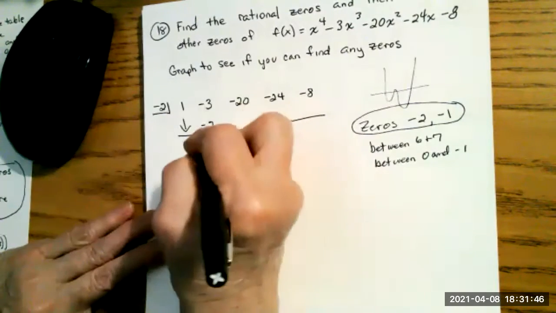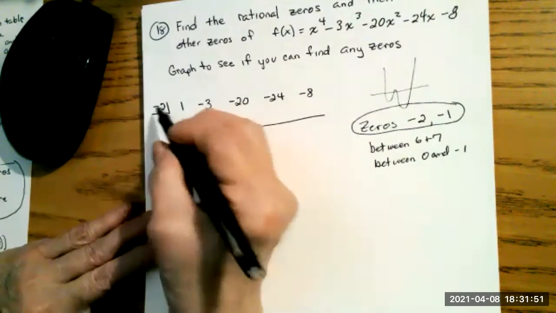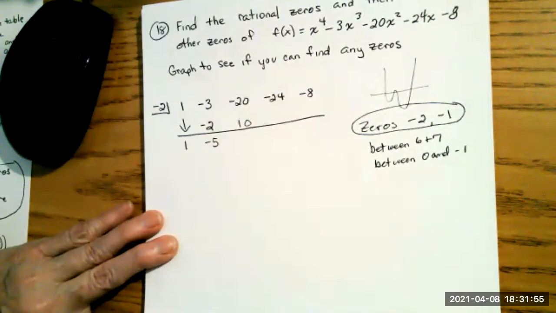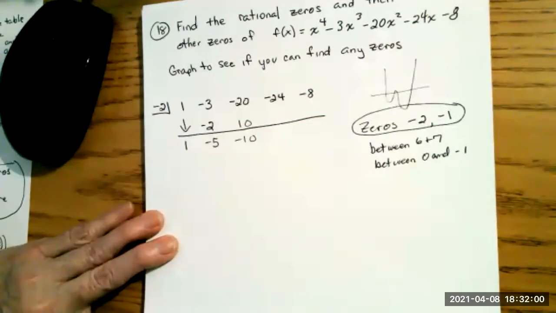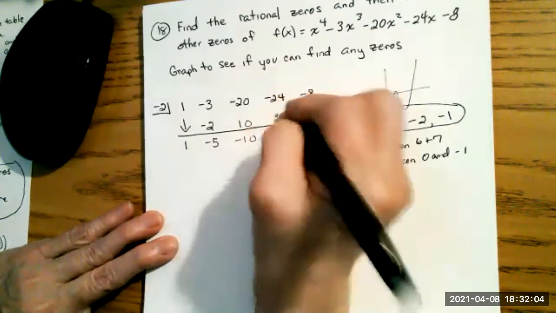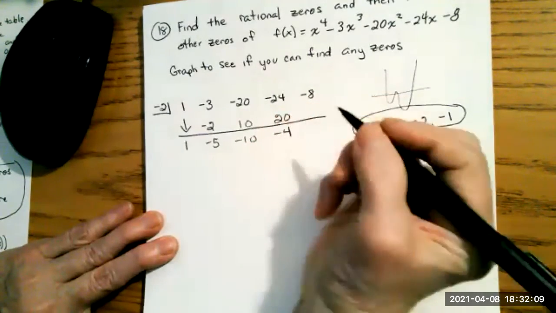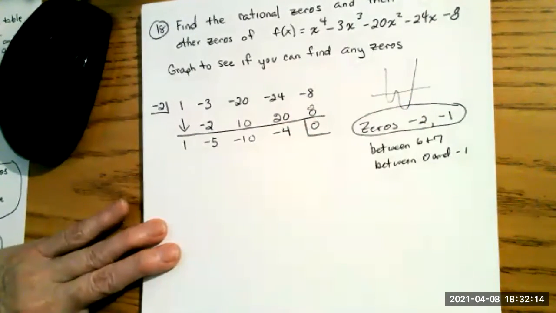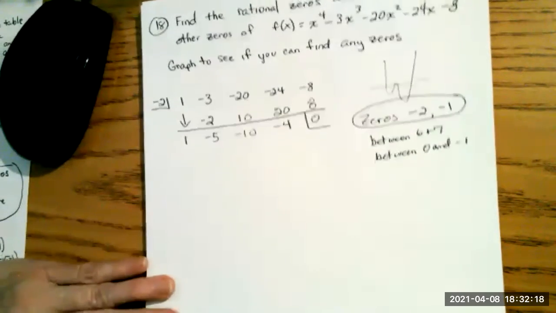Negative 3 and negative 2 is negative 5. Then I multiply negative 2 times negative 5 and I get a positive 10. Negative 20 and a positive 10 is a negative 10. Negative 10 times negative 2 is a positive 20. Negative 24 and 20 will be a negative 4. And it did happen. I get an 8 here, which makes that a 0. So I have proven that negative 2 is indeed a 0 of this problem.